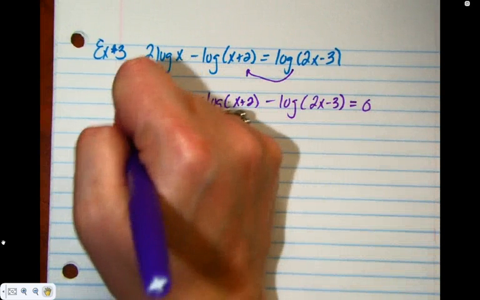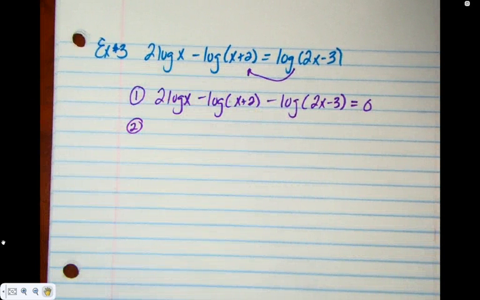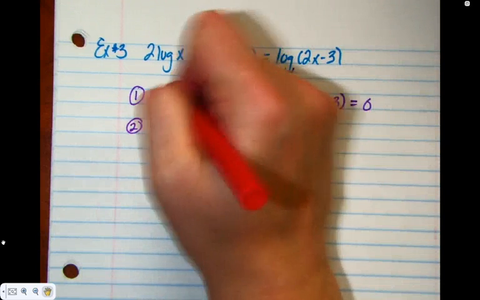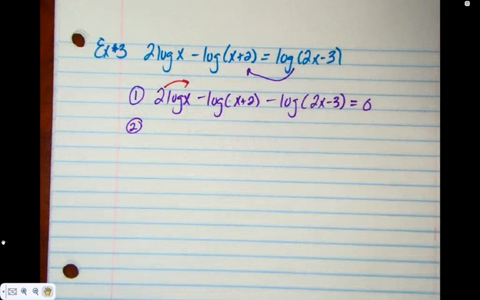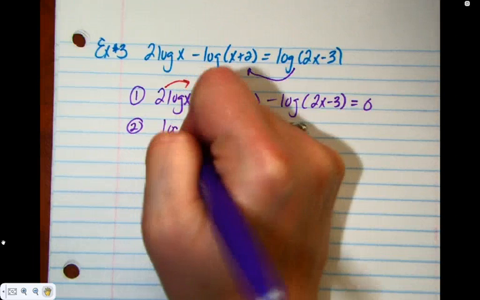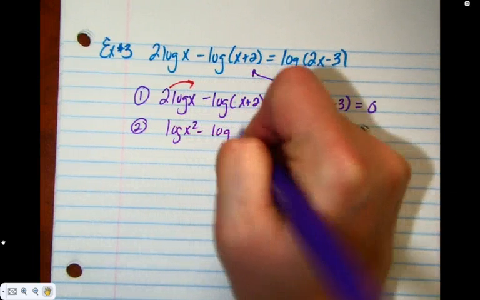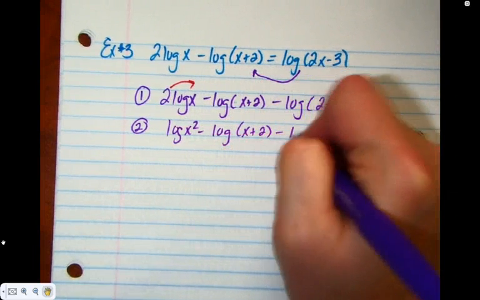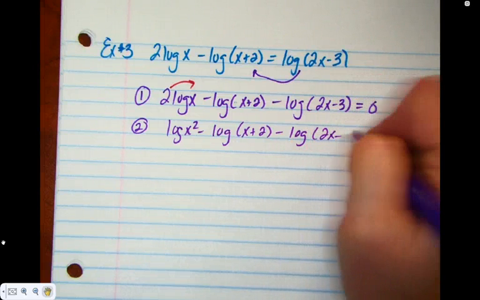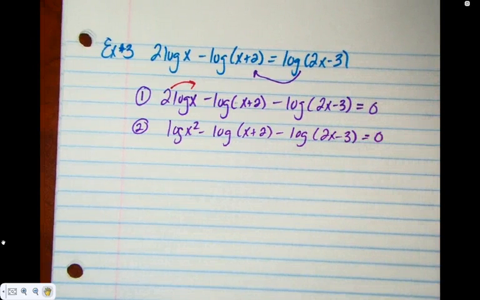Step number 2 is I need to simplify using log laws. What happens first is coefficients become exponents. So this 2 is going to move up. So I get log x squared minus log x plus 2 minus log 2x minus 3 equals 0.